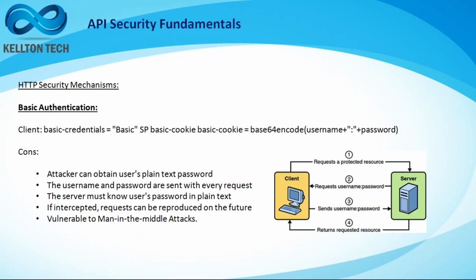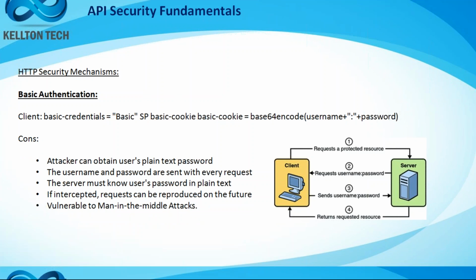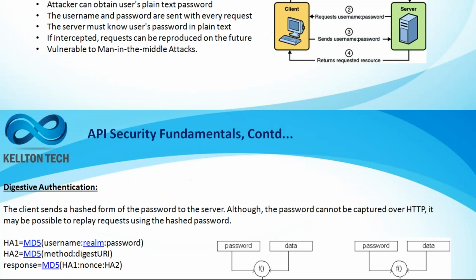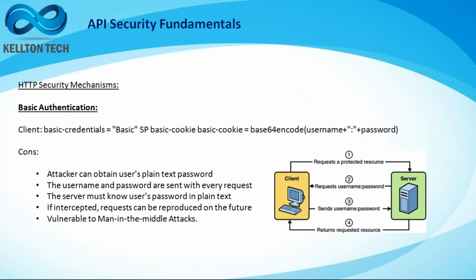Okay, just to start with the HTTP security mechanisms, starting from basic authentication, we have a lot of authentication mechanisms like basic authentication, digest authentication, as well as digital certificate authentication, and so on. So let's talk in brief about the advantages and disadvantages of these schemes before we get on to OAuth. Basic authentication deals with the user ID and password in plain text.